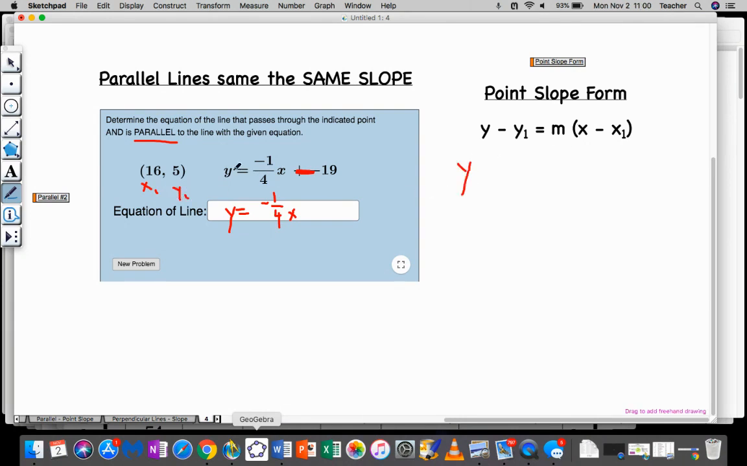So y minus y1, which is 5. M, because we're dealing with parallel, is -1/4. I mean, you can see this is a lot quicker than graphing. Minus x1, which is 16. And you simplify it into slope-intercept form. All right, distribute.